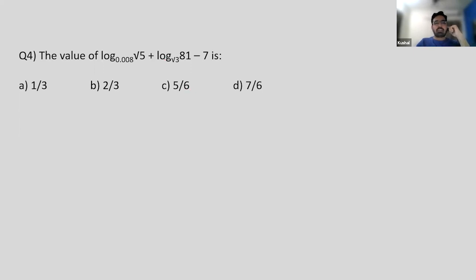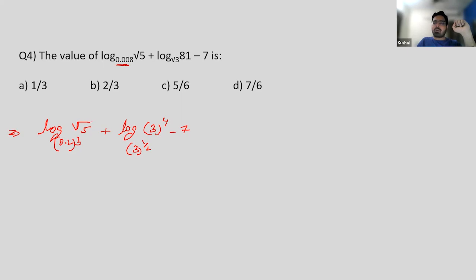It says you have a base which is 0.008. How can I think about it and try to make it look a little better? That will make me a little more comfortable. This can be written as 0.2 whole cube. So can I rewrite this expression as log of base 0.2 whole cube of this root 5 plus log 3 root 3, which can be written as 3 to the power of 1 by 2. 81 can be written as 3 to the power of 4, minus 7. This is how we will go about doing this expression.